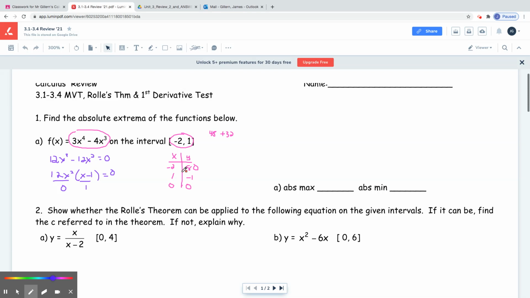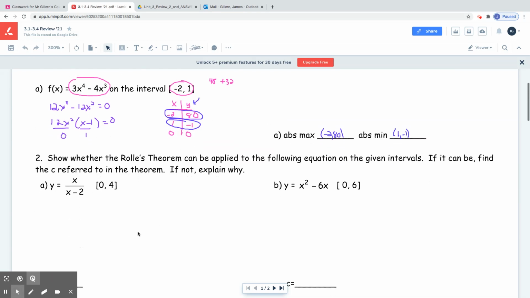So then you just have to look to see what is the highest. Obviously, negative 2 comma 80 is the highest, so that's my absolute max. My min would be negative 1. We're looking at the y values, all right? So that's 1, negative 1. All right, so that's how you find absolute max and min. Find the critical values, plug the critical values and the endpoints in to the original, and then whatever highest y values, your absolute max, lowest y values, your absolute min.